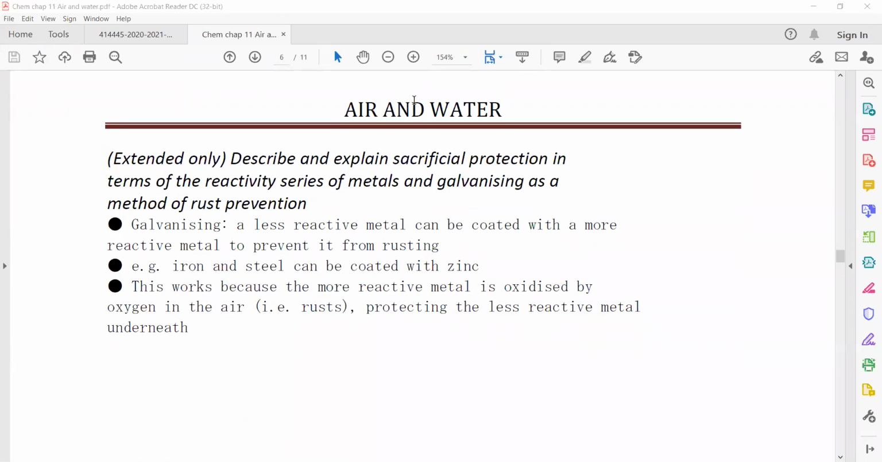Describe and explain sacrificial protection in terms of reactivity of the metal. What happens in galvanizing as a method of preventing rust? So in galvanizing, a less reactive metal is coated with a more reactive metal to prevent it from rusting. For example, iron and steel are normally coated with zinc. This works because a more reactive metal is oxidized by oxygen in air, or rust we can say, and protects the less reactive metal. So it is similar to sacrificial protection.